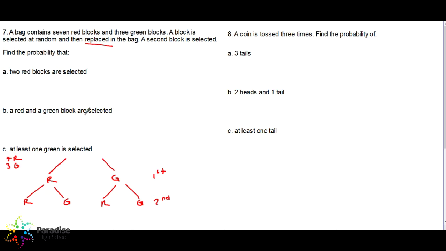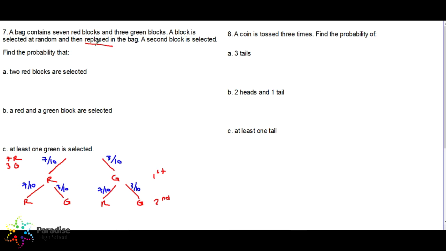Then, first of all, in the first row, what is the probability of getting a red? Probability of getting a red will be 7 out of 10 because there are altogether 10 blocks. And green is 3 out of 10. When you draw the first block and you replace it, in the second row we still have 7 red and 3 green. Then what is the probability of having a red? Again, 7 out of 10. And having a green? Again, 3 out of 10. If the first is green, the second will be 7 out of 10 for red and 3 out of 10 for green.